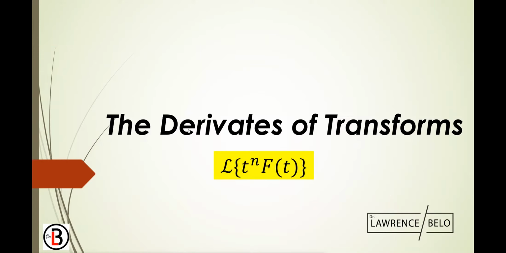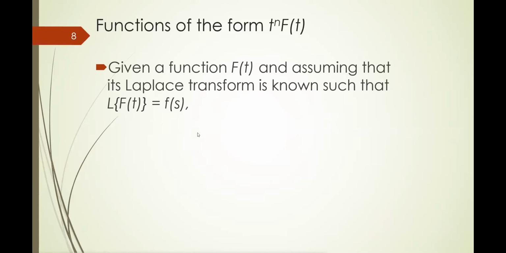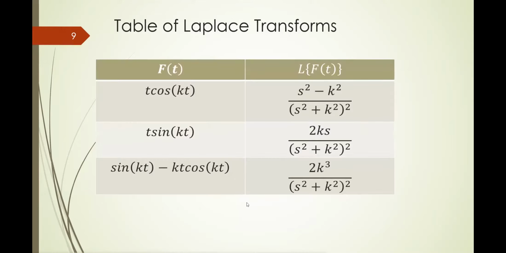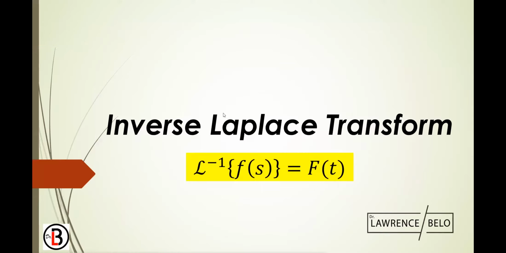And also last time, we had the derivatives of the transforms. So basically, if you have this form, the Laplace of t to the n times the function of t, you will have to apply -1 raised to the n times the nth derivative of F of s. So we had this last time. And these are some Laplace transforms as well.